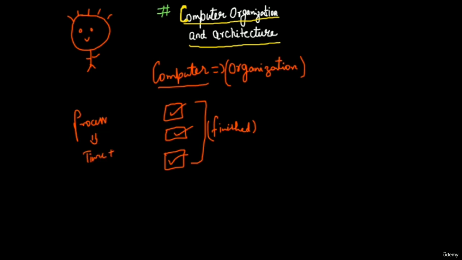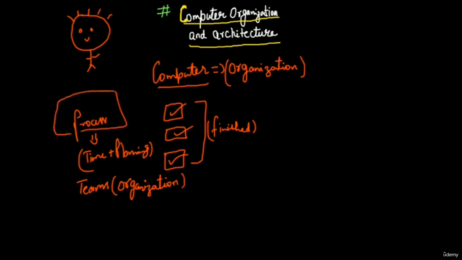and planning. Then, together with working with our teams, that becomes organization. When a team works with definite planning in a definite direction in a limited time and processes something, gives some output, that is called organization. So how the computer organizes all these things is what we are going to learn in computer organization.